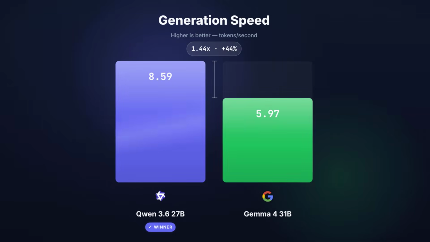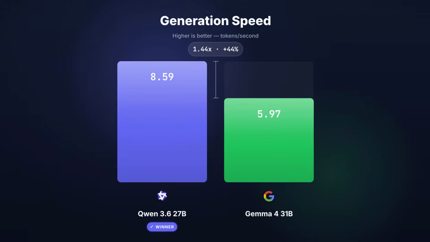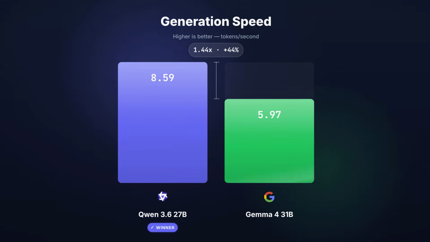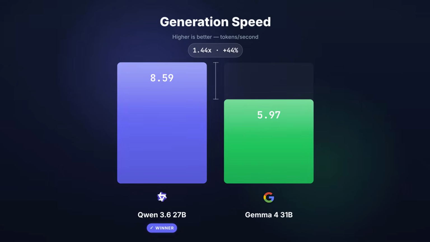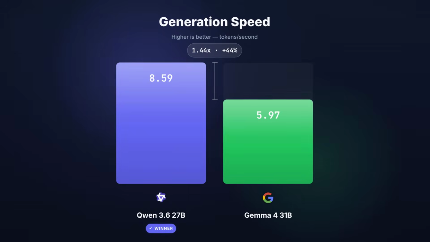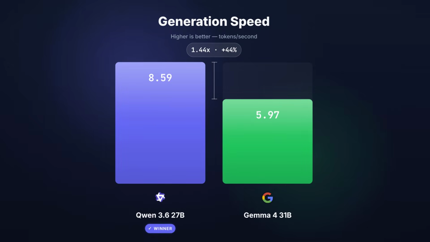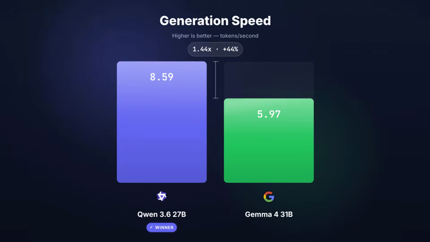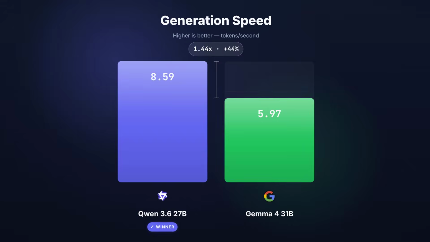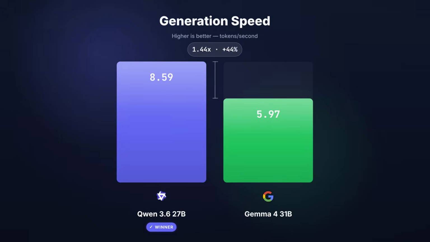At 25,000 tokens, a realistic long coding session or document Q&A, Qwen is still at 5.73 tokens per second, while Gemma drops to 3.35. That's barely above conversational threshold. Prompt processing shows the same story. Qwen is 27% faster on average, and at full context, it hits 752 tokens per second versus Gemma's 560.